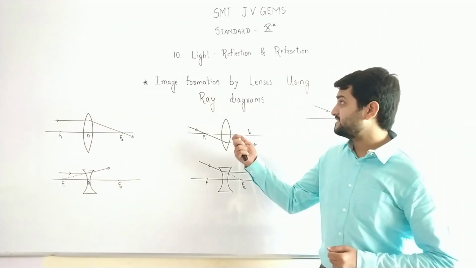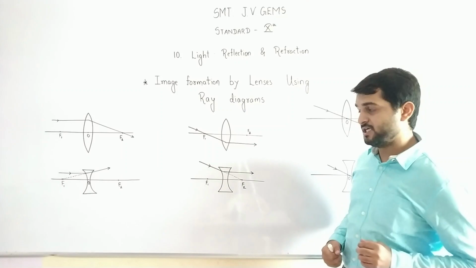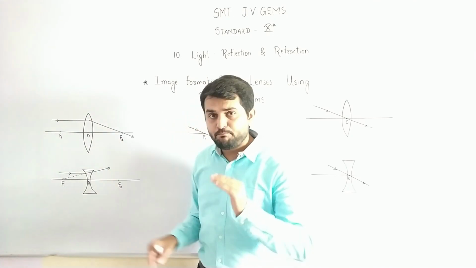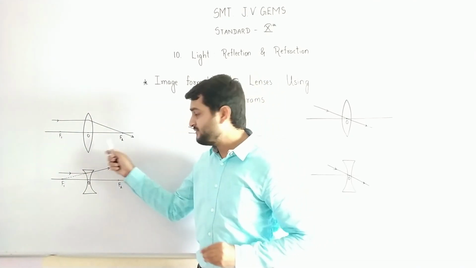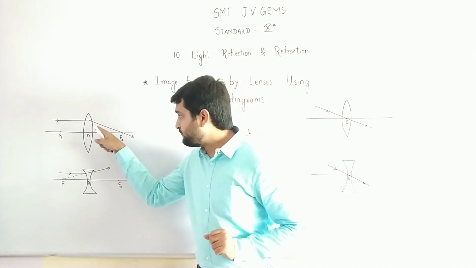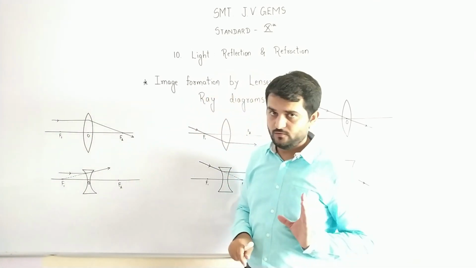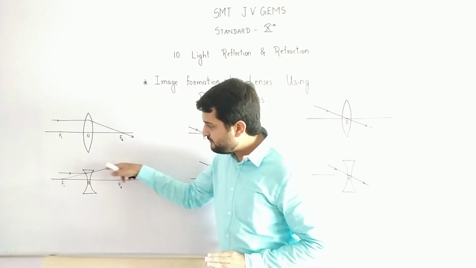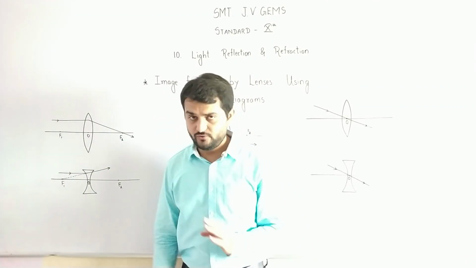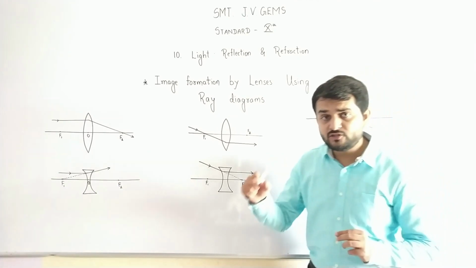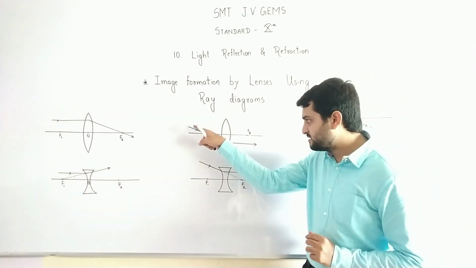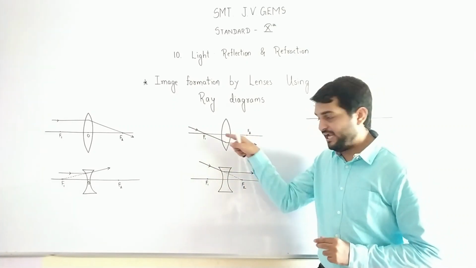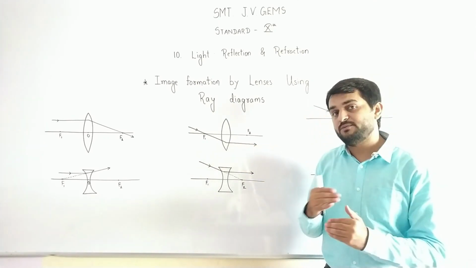Moving on to the next topic, that is image formation by lenses using ray diagrams. We have three rules on that. Number one, if the ray is incident parallel to the principal axis, then for the convex lens, after refraction, the ray will pass through the principal focus. In the case of a concave lens, the parallel ray will diverge away, but if you extend it backward, it will pass through the principal focus. Rule 2, if the ray is incident in such a way that it is passing through the principal focus, or appearing to pass through the principal focus, then after refraction, it will be parallel to the principal axis.